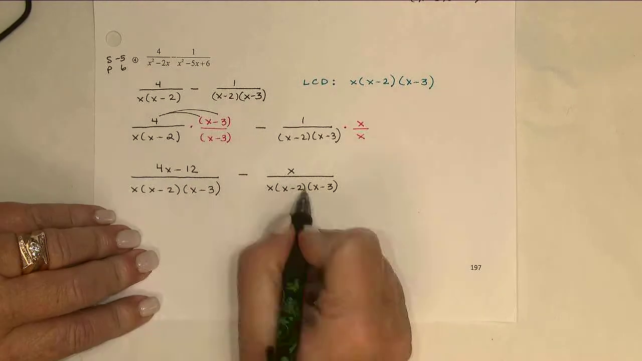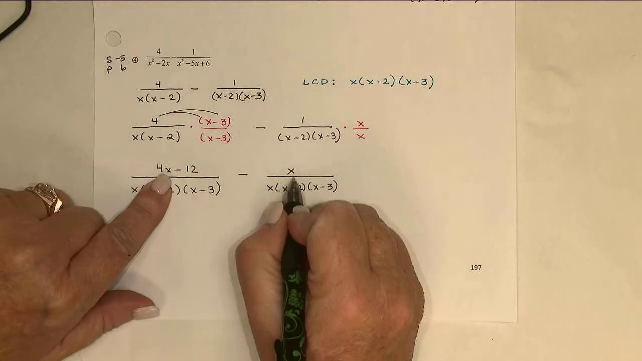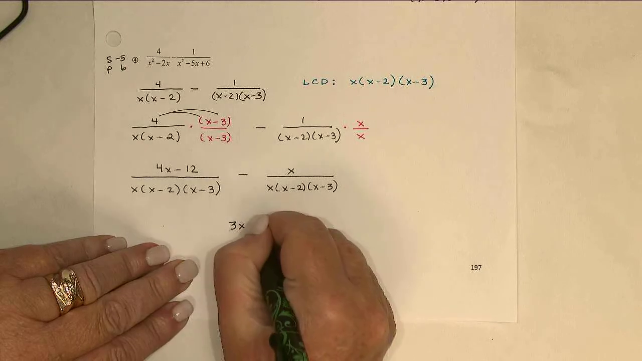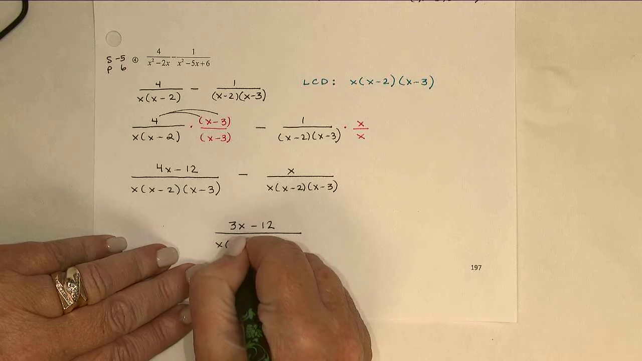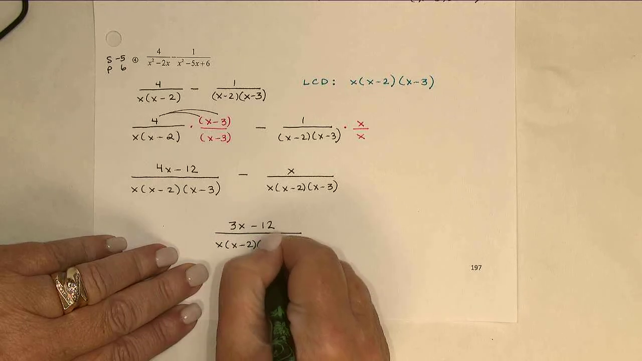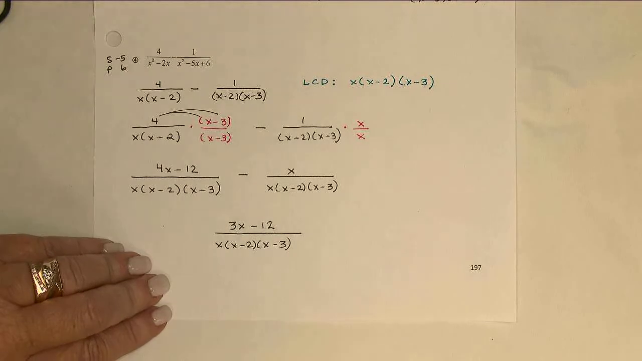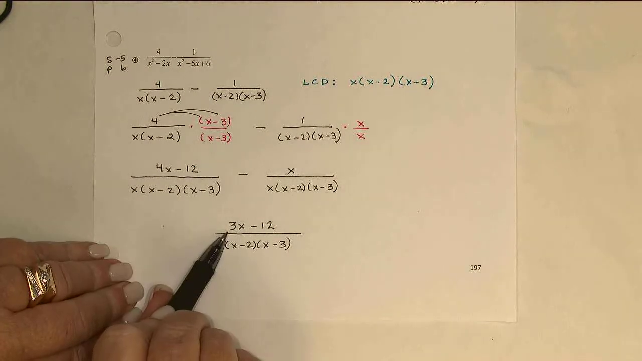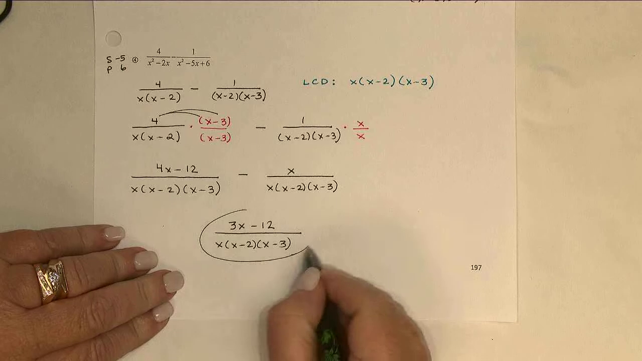So common denominator, meaning I can combine the terms in the numerator. 4x minus 1x would give me 3x minus 12 over the LCD. Just double checking, if I did factor the 3 out of there, I would get x minus 4, and I wouldn't be able to reduce anything. So I'm just going to go ahead and leave it like this.